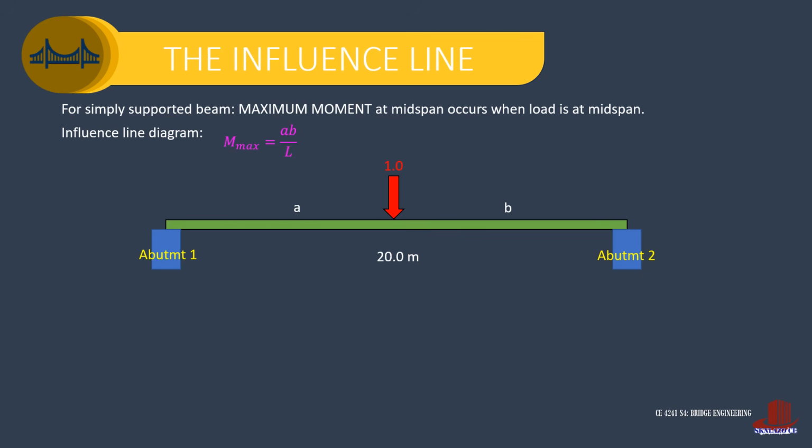A and B are the bridge distances from the location of the load. With A being the same as B, the maximum moment is then L/2 times L/2 divided by L. This is simplified as L over 4. And from the problem, the moment is 20 upon 4, which gives 5 meters. This is the influence line ordinate, one of the necessary parameters.